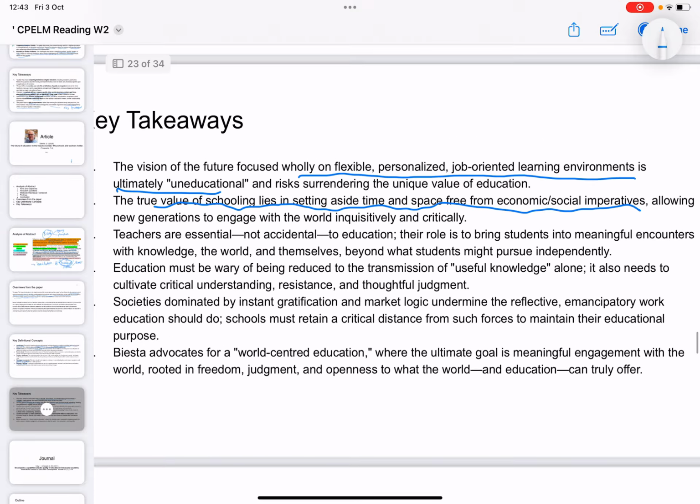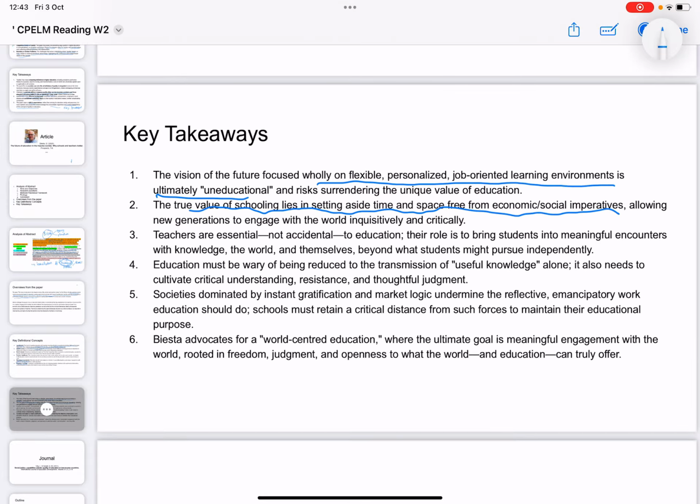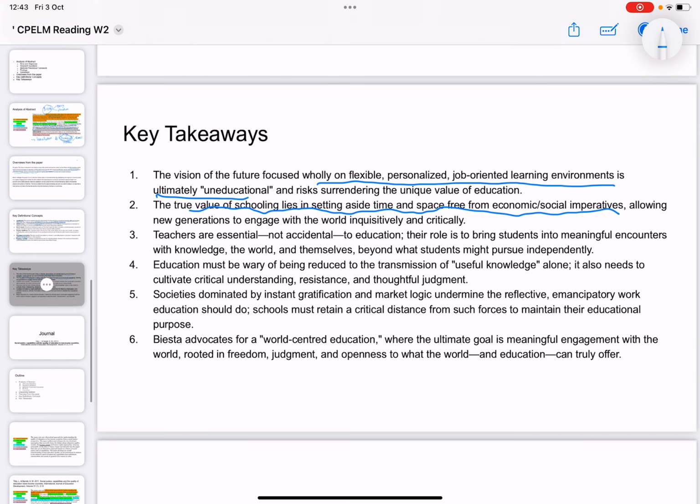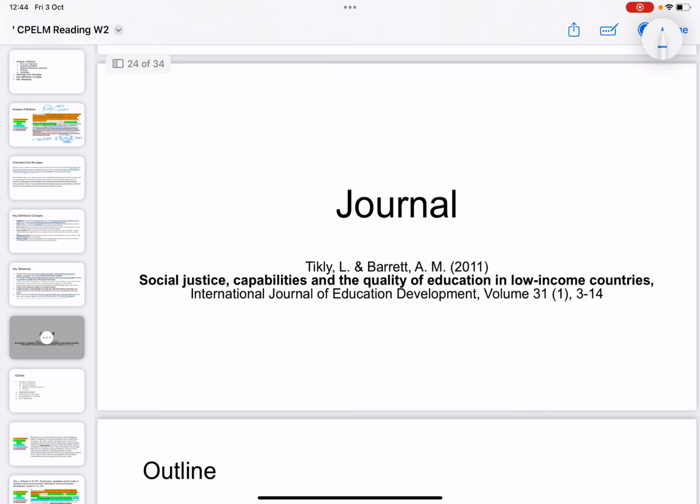The next one is that teachers are essential and not accidental to education. Their role is to bring students to meaningful encounters with knowledge, the world, and themselves. All right, we'll go to another paper. Just one quick one from Biesta. He advocates for a world-centered education, where the ultimate goal is meaningful engagement in the world, rooted in freedom, which education can truly offer.